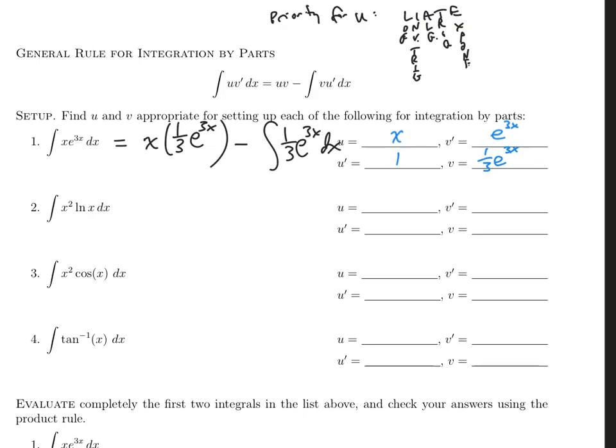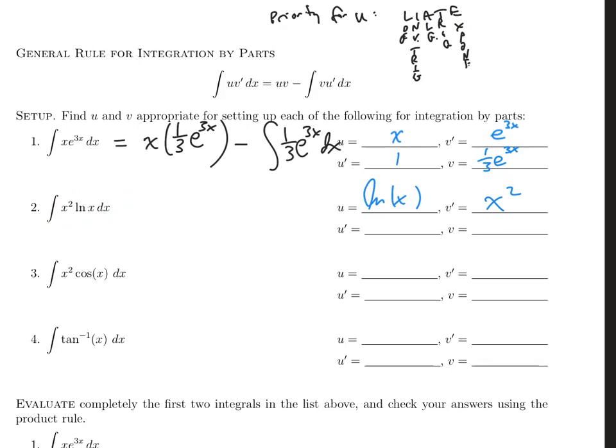In this problem, I have an algebraic part, x squared, times a logarithmic part. My LIATE hierarchy says I should let u equal the logarithmic part. So u should be ln of x, and v prime should be x squared. So my first check is that this row of expressions I wrote down is exactly what I'm integrating.